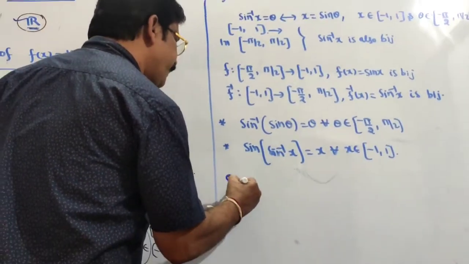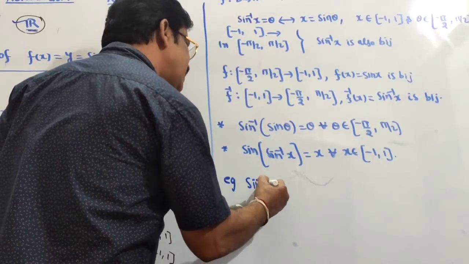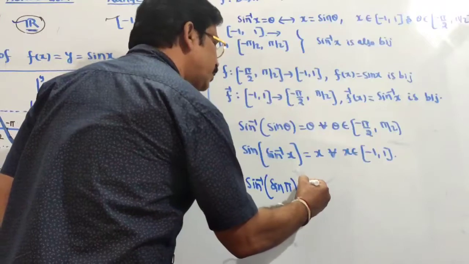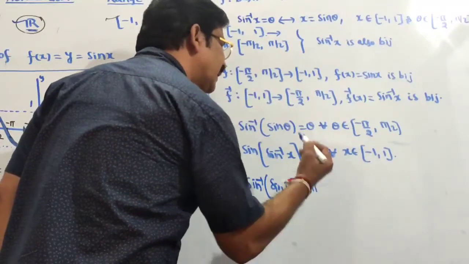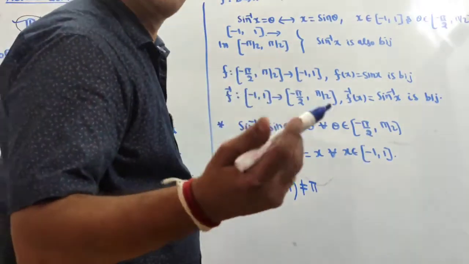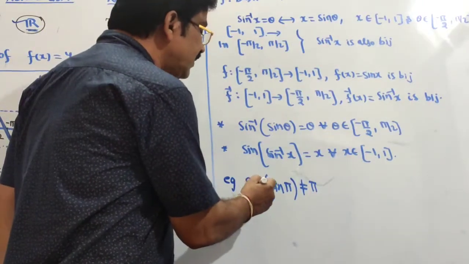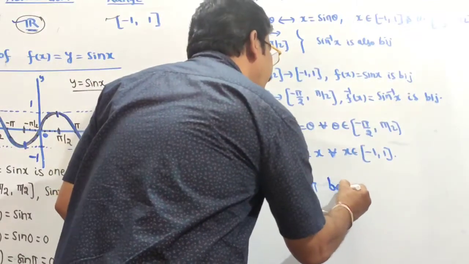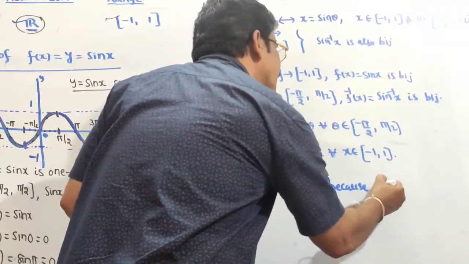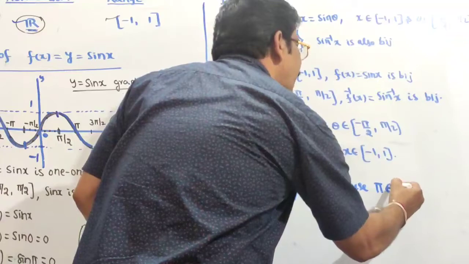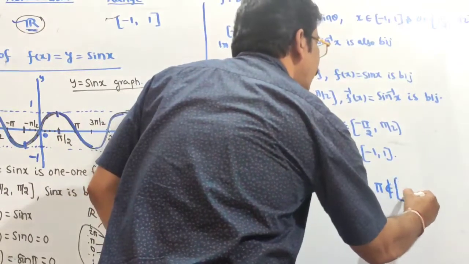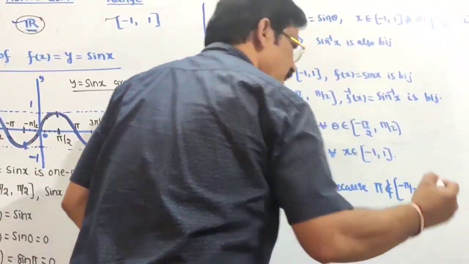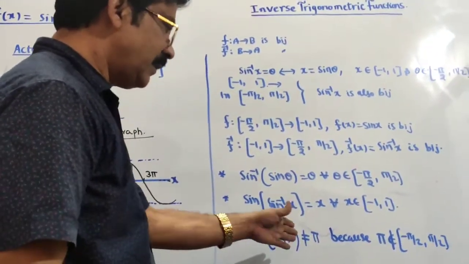For example, sin inverse of sin pi. We should not write it like that. We should not say pi. Means what? Sin inverse of sin pi is not equal to pi, because pi does not belong to the closed interval of minus pi by 2 comma plus pi by 2. It is one failure case.